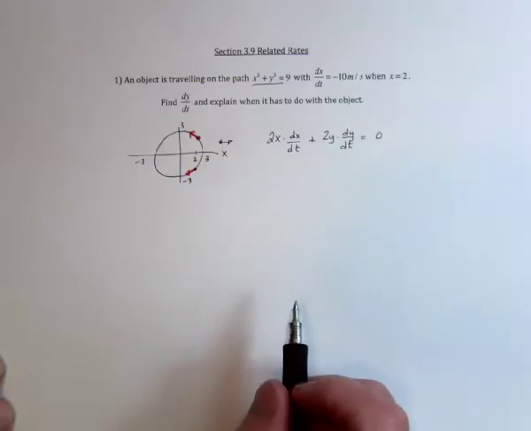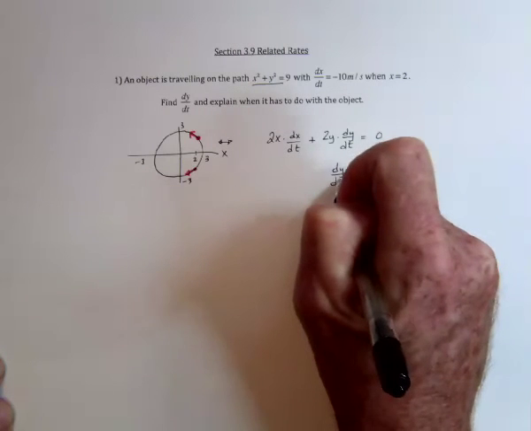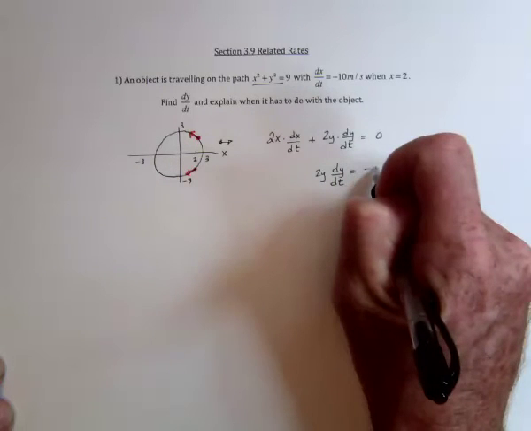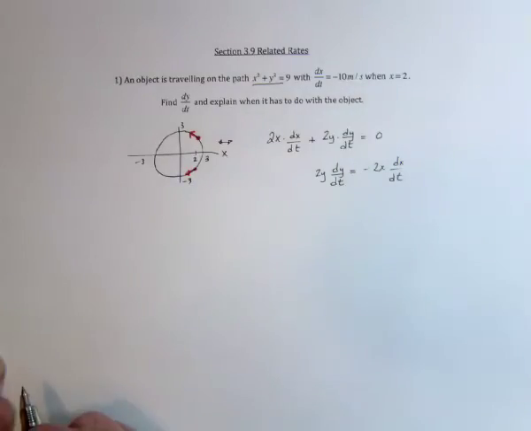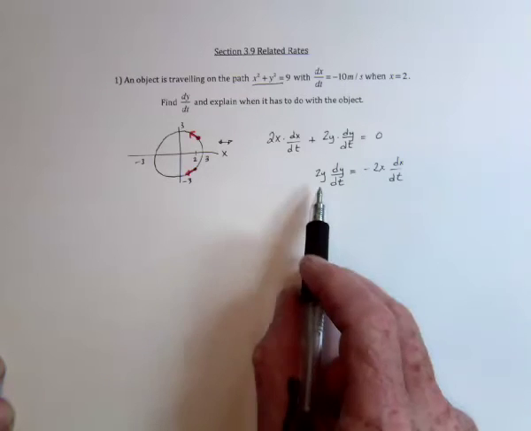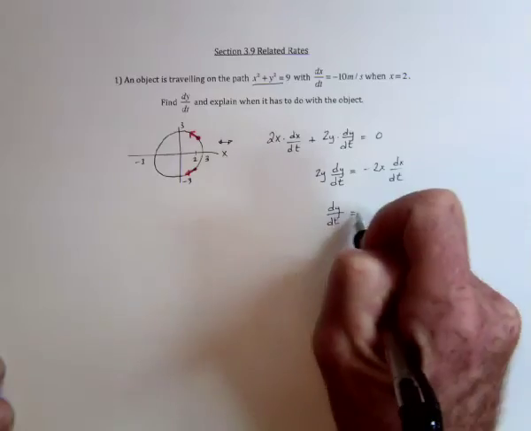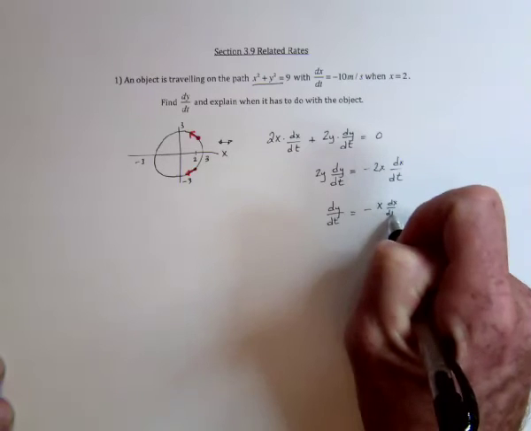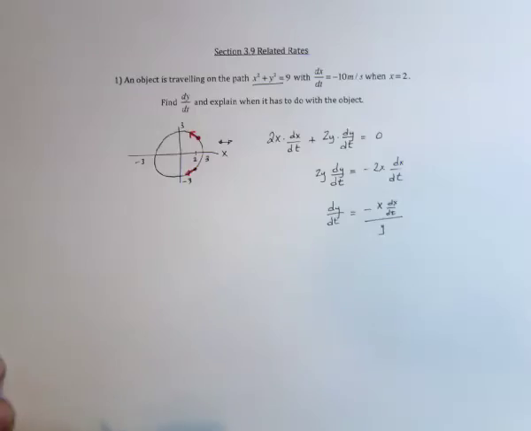Next, find dy/dt. So solve for this. So take this expression and move it to the other side by subtracting. And now to solve for dy/dt, all we need to do is divide both sides by 2y. The 2's are going to cancel. And then we've got negative x dx/dt over y.